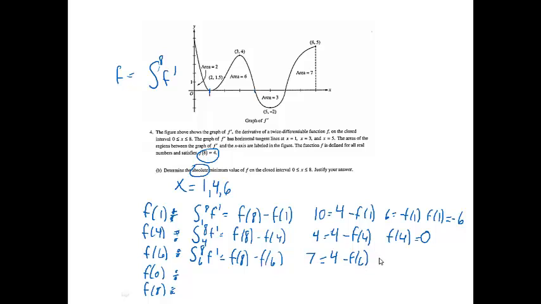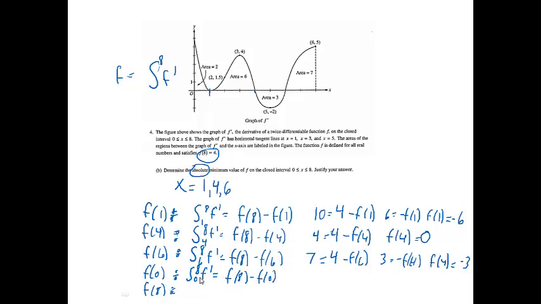If I subtract 4 from both sides, I'm going to get 3 equals negative f of 4, which means that f of 4 equals negative 3. All right, next one, getting 0. If I go 0 to 8 of f prime, that is going to give me f of 8 minus f of 0.